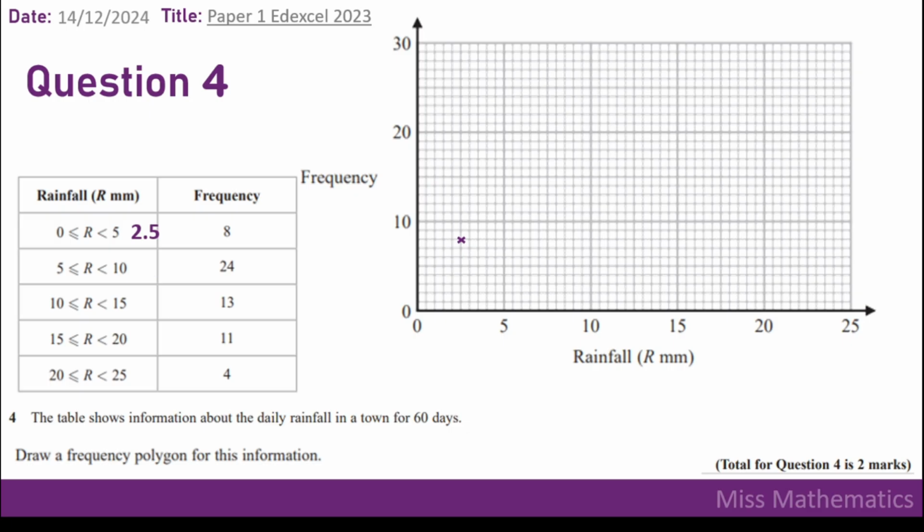So for the first class, 2.5 is the middle value and we have a frequency of 8. So you find 2.5 on your graph and you plot 8. Then you do 7.5 and 24, 12.5 and 13, 17.5 and 11, and 22.5 and 4. Then you can join up the dots and you get a frequency polygon.